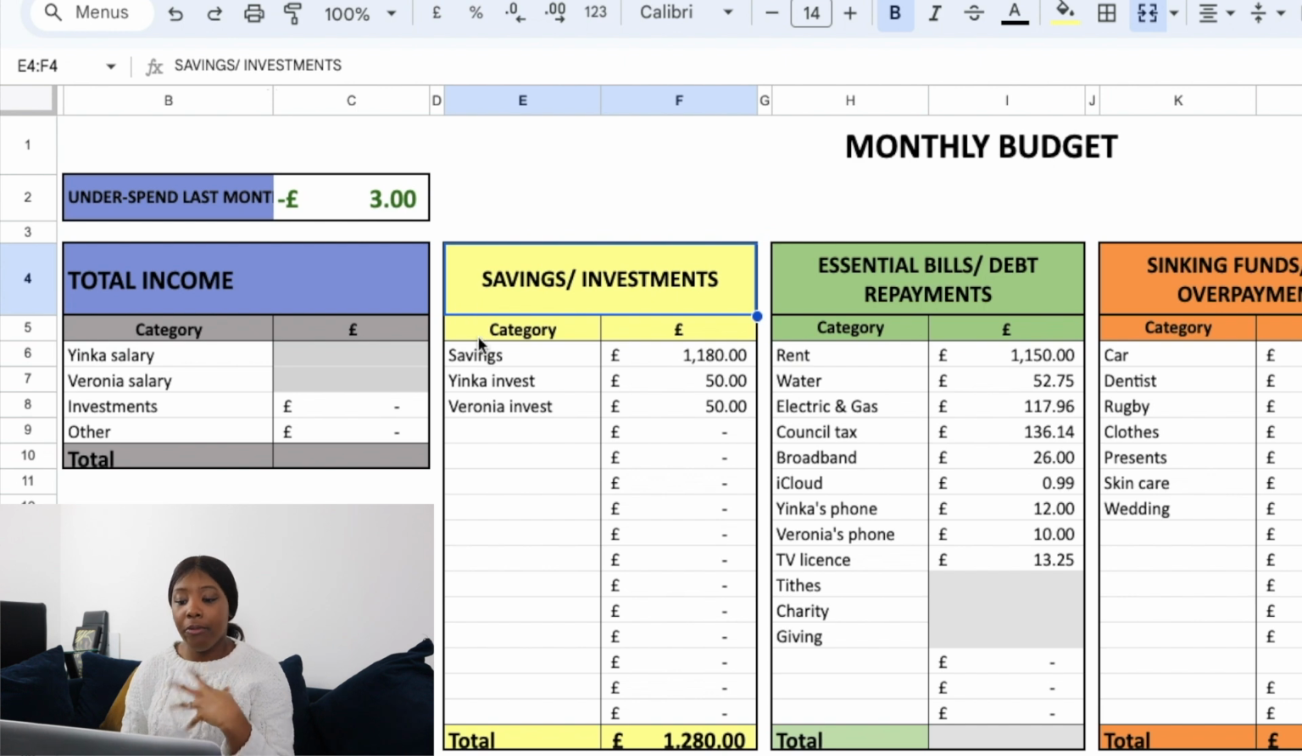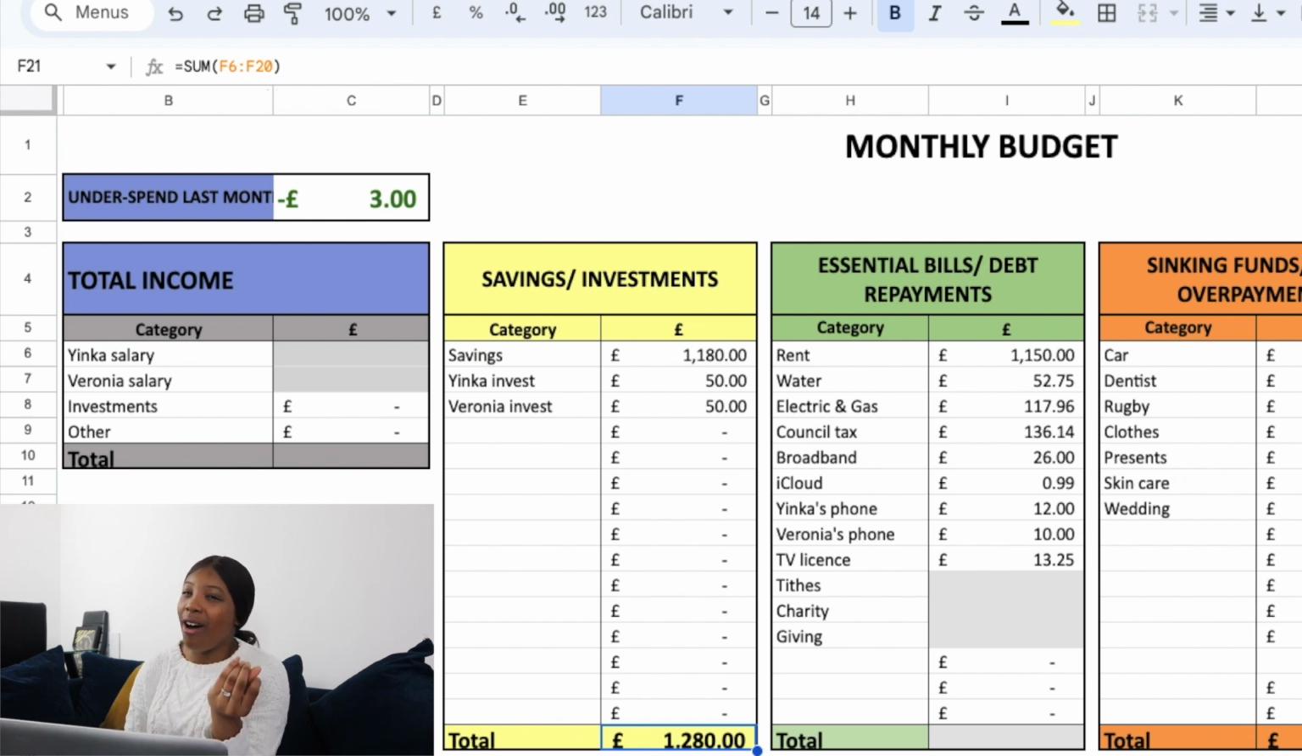But in our case, for the month of March, we are putting 1180 into our savings. And then we also have 50 each going into our investment accounts. So for this month, we have a total of 1,280 going towards our savings. Part of me really just wants to round that up to 1,300. I did, but then when I was doing the budget, it didn't work. So it's 1,280 for now, but I'm hoping maybe from next month we can push that up to 1,300 because I like the round numbers. Very random, but I do.